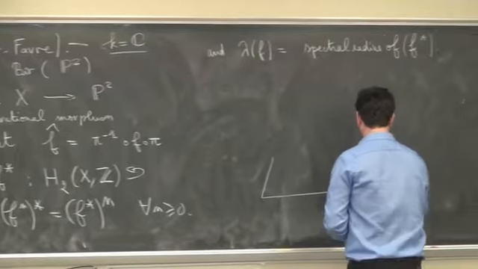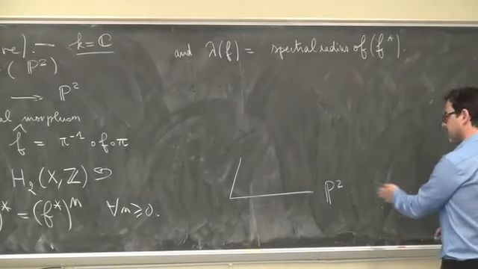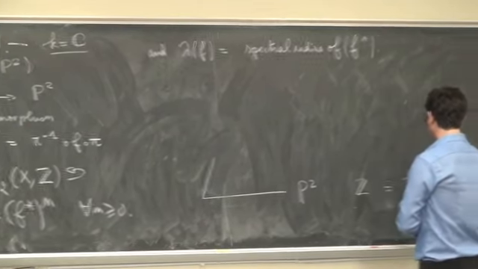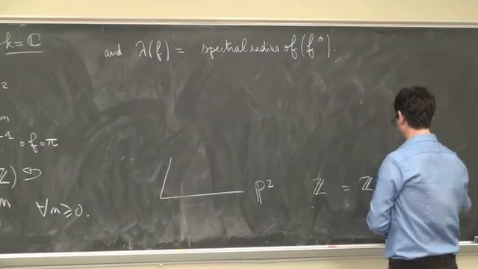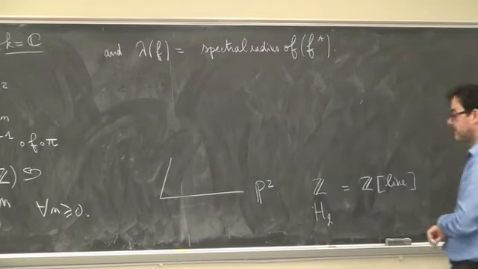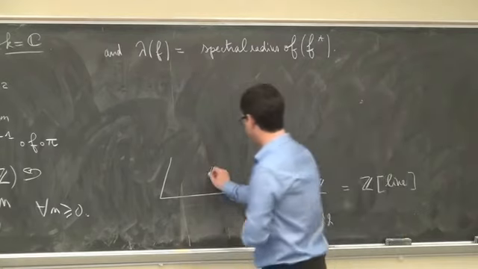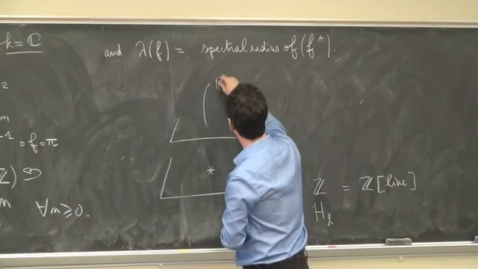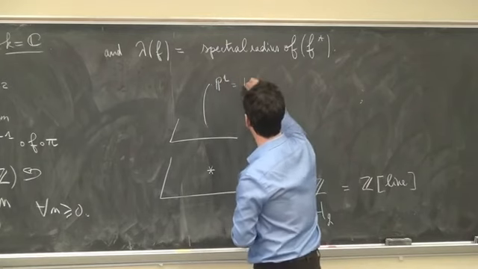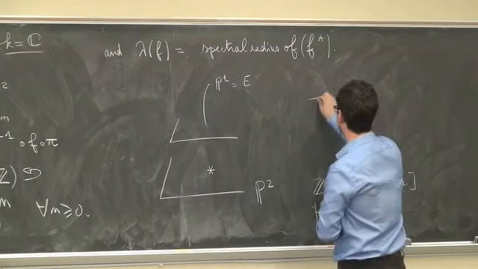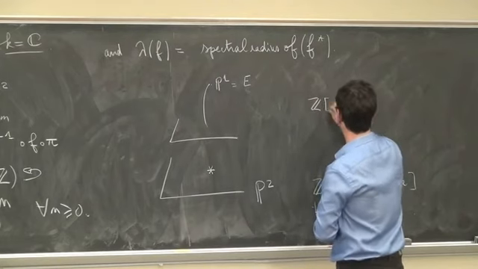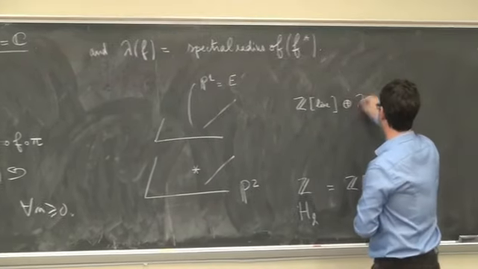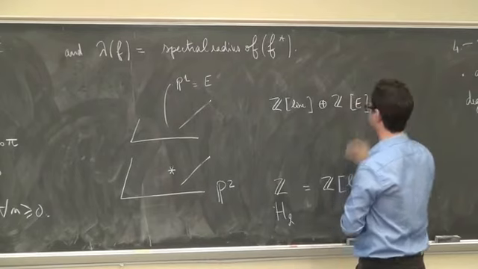So you start with P2. Then the second homology group is just Z. So it's Z times the class of a line. That's H2 for P2. And then if I take a point, and I blow up the point, then I get a new curve. So as a curve, it's a P1. So let me call it E. Then the second homology group has dimension 2, it is Z times the class of a line, so you get a line here, plus Z times the class of the curve.